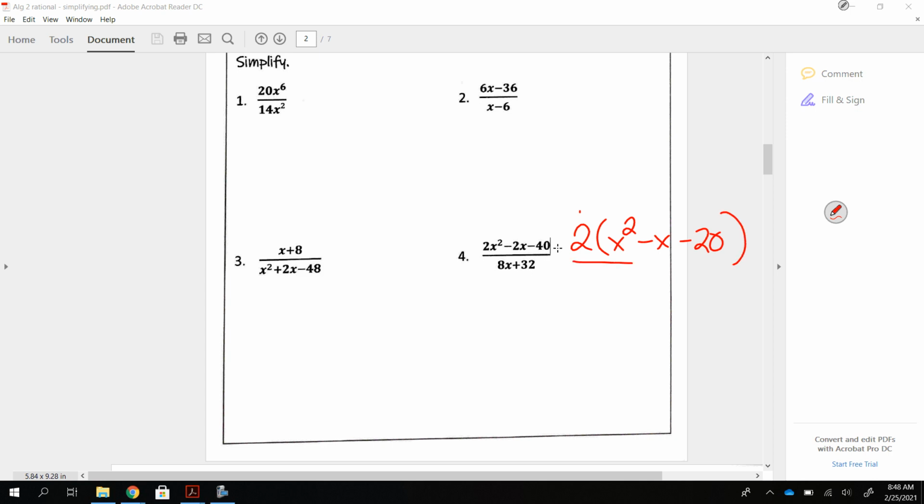See, I make mistakes too. And now it's over. Let's take out the greatest common factor down below. It's 8, because 8 goes into both of those. 8, and what's left is x plus 4.